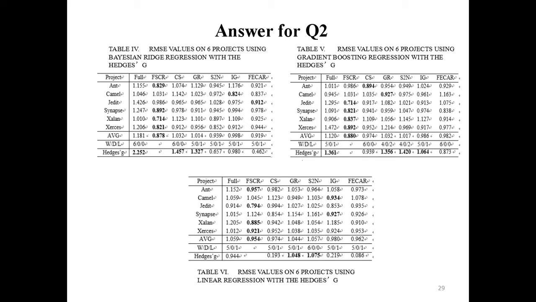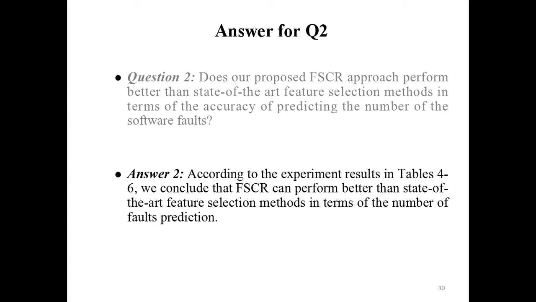In addition, Hedges' g is employed to demonstrate the effect size. The effect size values are greater than 1 on most projects, which can be interpreted as a substantial improvement. Answer for question 2. According to the experimental results in Tables 4 to 6, we conclude that FSCR can perform better than state-of-the-art feature selection methods in terms of the number of faults prediction.